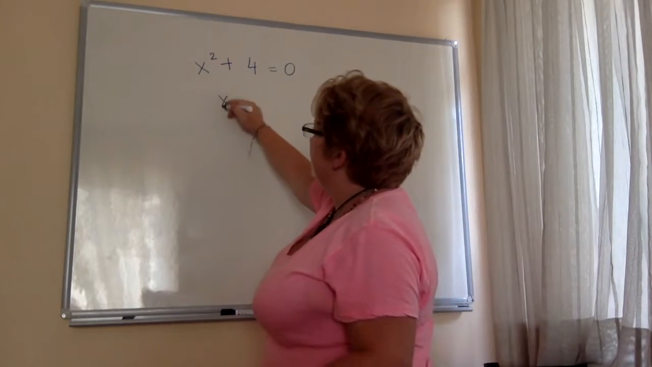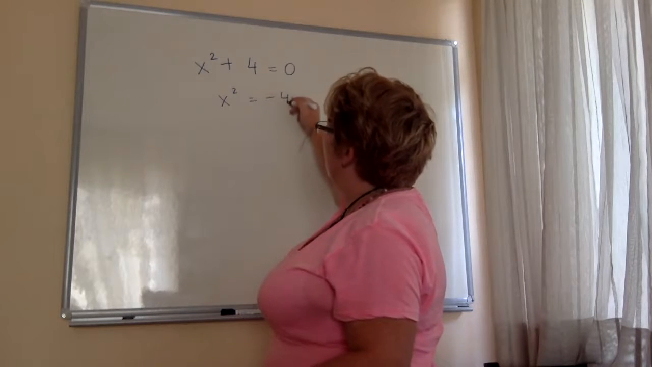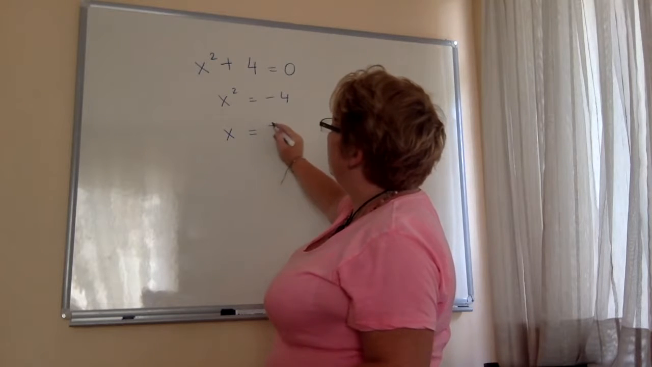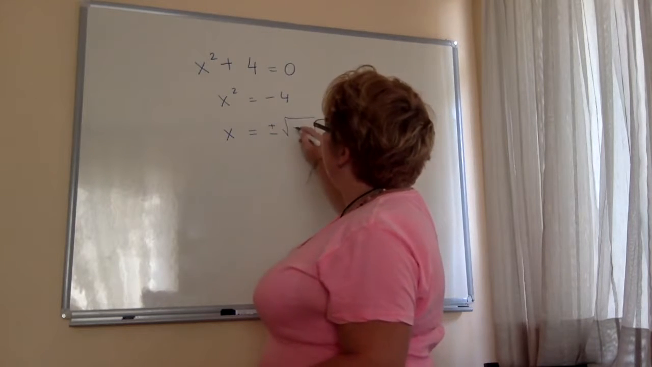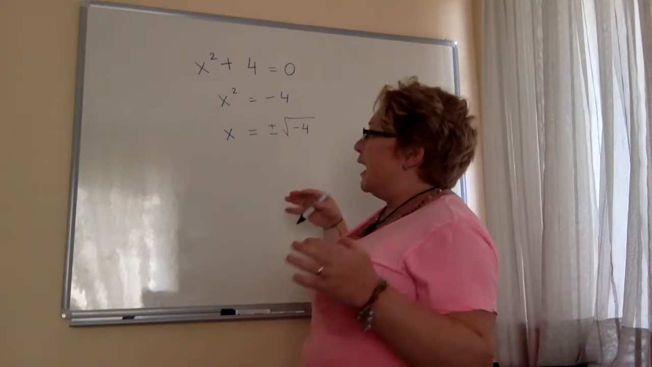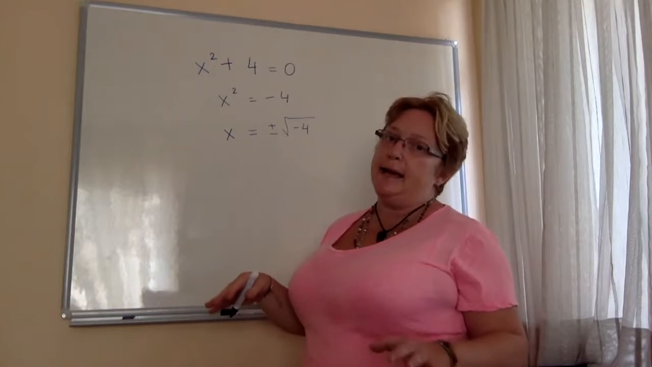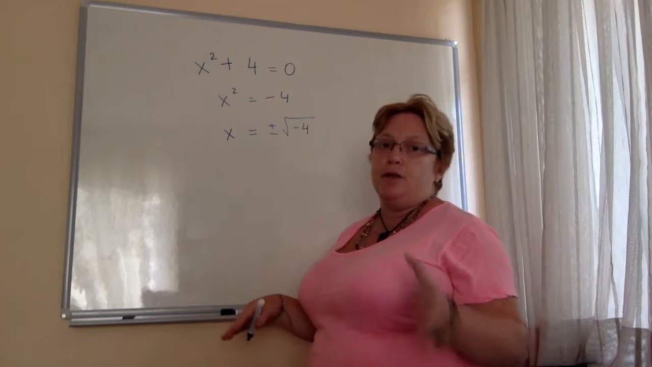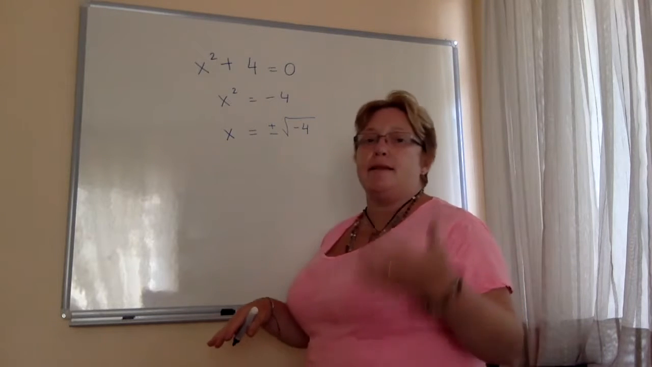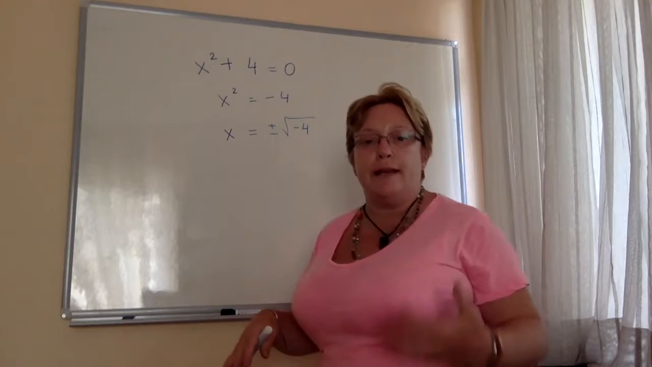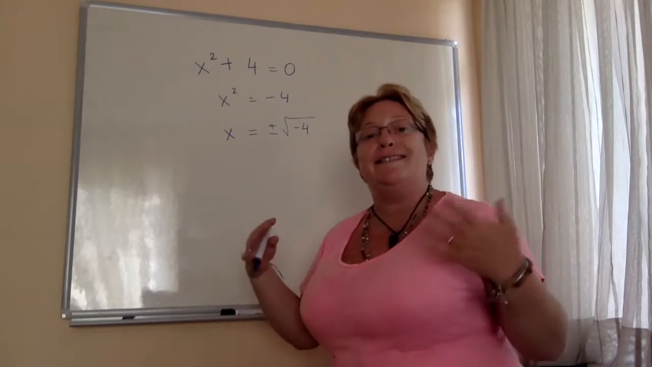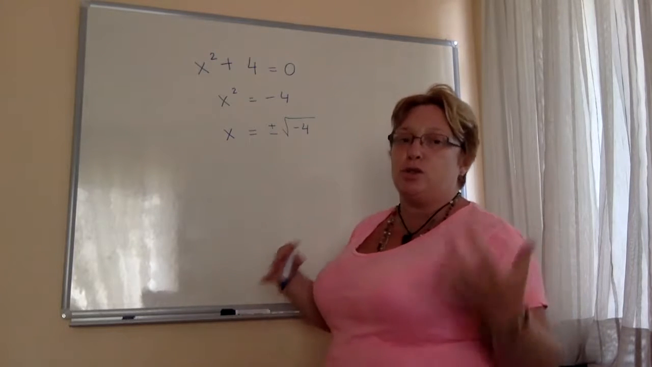I'm going to get x squared equal to minus 4. Then I'm really looking at x as the square root of this minus 4 with a plus or minus in front. Now, until today, we said, I'm sorry, you got to stop here. You say that there is no real root to this equation because you can't take the square root of negative 4. Well, it turns out you can. You just need to define a different kind of number as your solution.